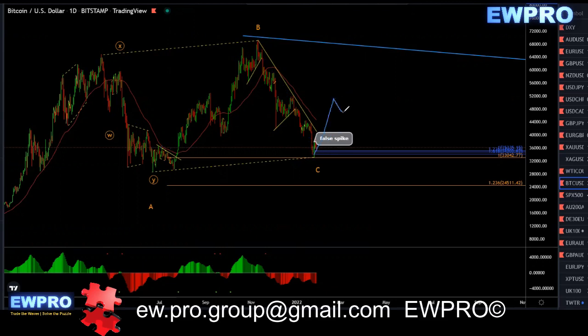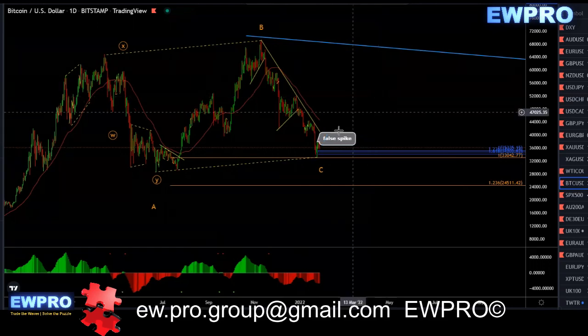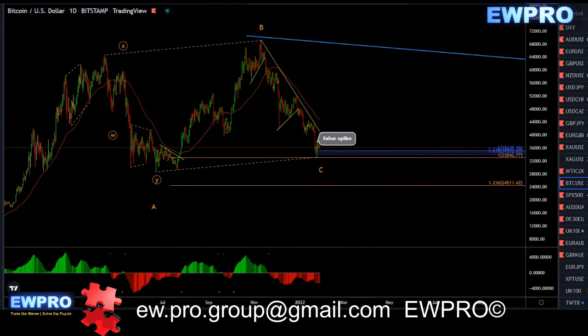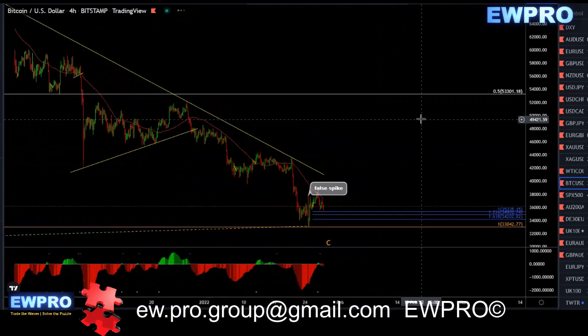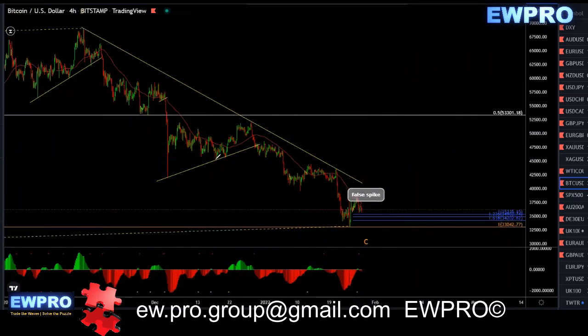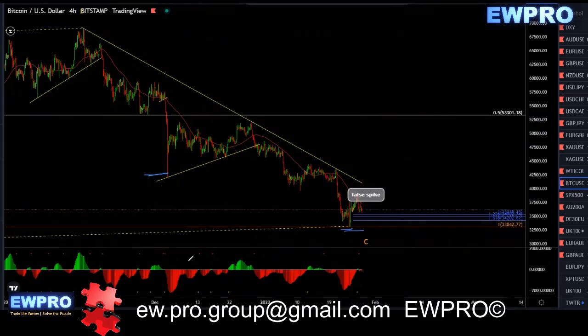Or it can just give us some sort of a correction in here and give us another one down. They're the two scenarios at this stage: either go and break the top or we get a large correction in here. On the H4, we do have bullish divergence between this low and this low here, but we lost the bullish divergence in this move down. So it may still give another one down to give that bullish divergence yet.